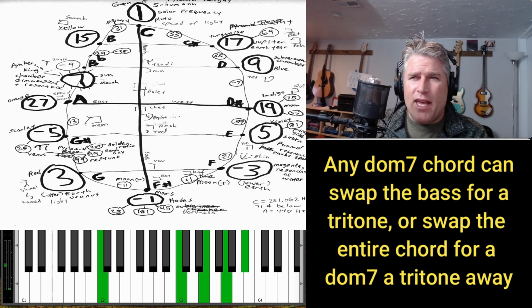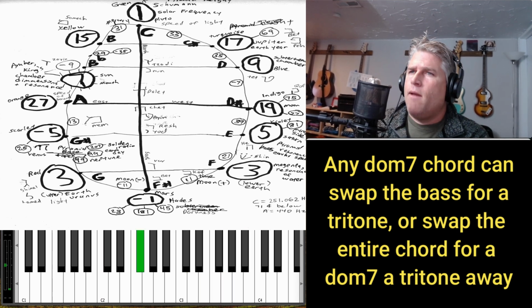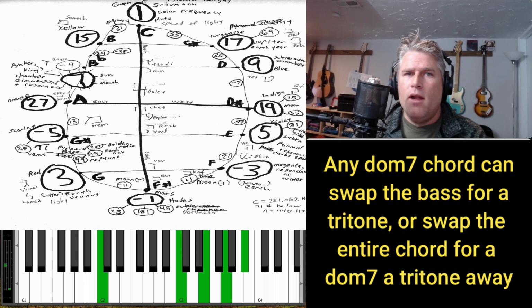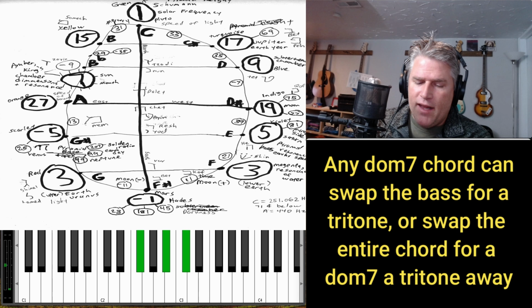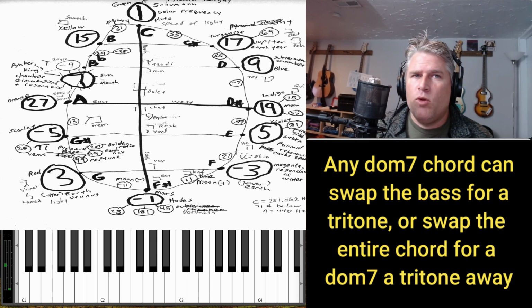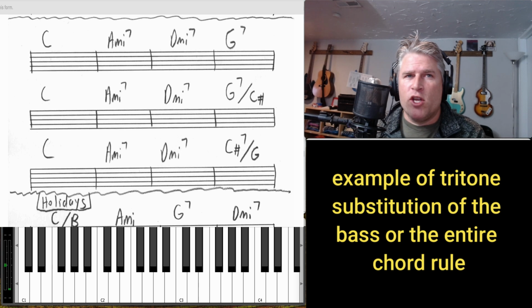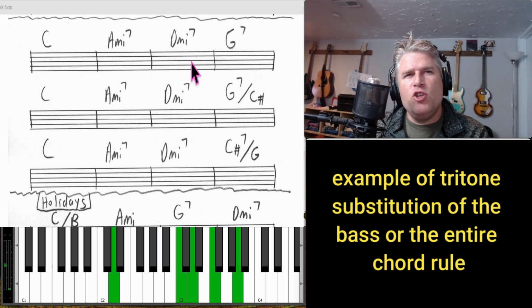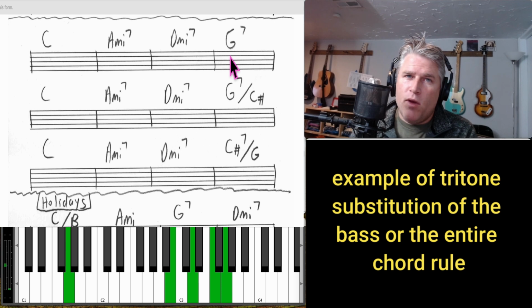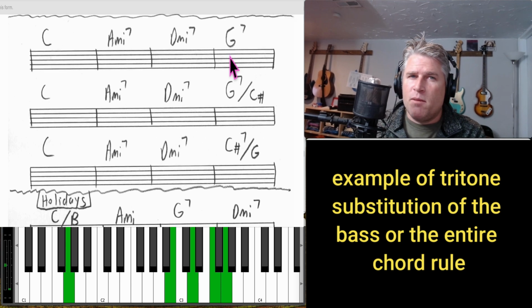So if we're in C7, I could just say, no, we're doing C7 over F sharp. Or you could do an F sharp 7 and leave C in the bass. You can swap them either way. Let me show you a really simple chord progression. We'd have C, A minor, D minor 7. Usually we would just go G7. But here, you're going to hear a weird chord change because I'm going to use that tritone sub.